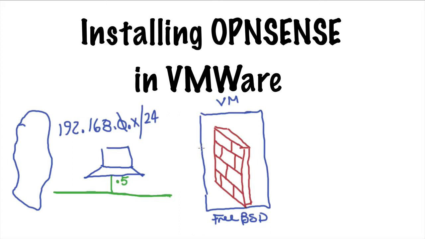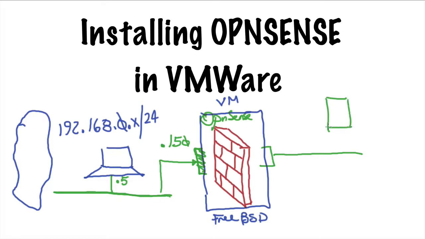Now what we're going to do is create a couple of NICs on our OPNsense box, one that is bridged on this network, so it will have a network card that works on here. I'm going to assign a static IP on here, and I'm going to assign 150. And then I'm going to need an inside network, and I'm going to build another virtual machine here.